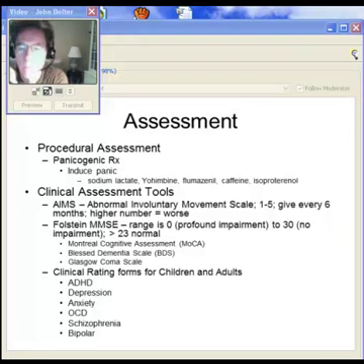Not that he recalled. So maybe they did away with that. So I just wanted to make sure it was there just in case, okay? The clinical assessment tools, the AIMS is always asked about. Remember, it's a 1 to 5 kind of a grade rating of movement abnormalities. So give it every 6 months, higher number, worse.